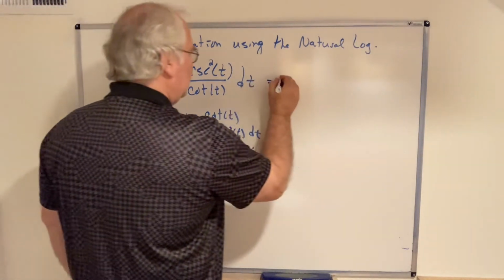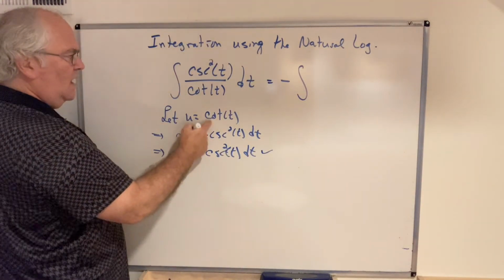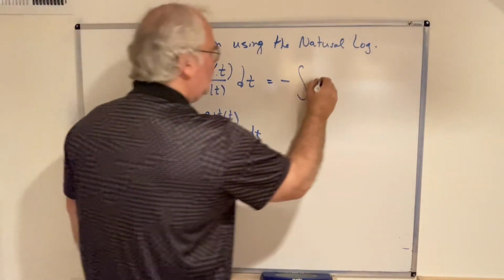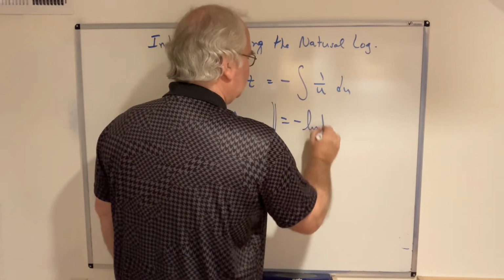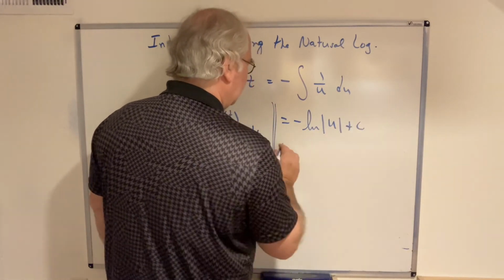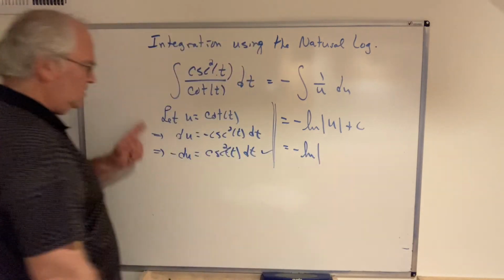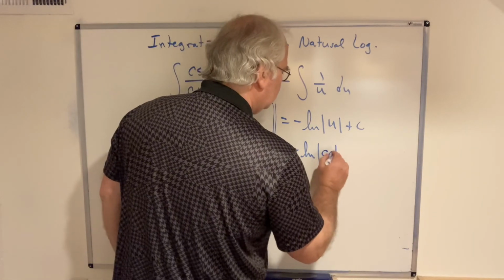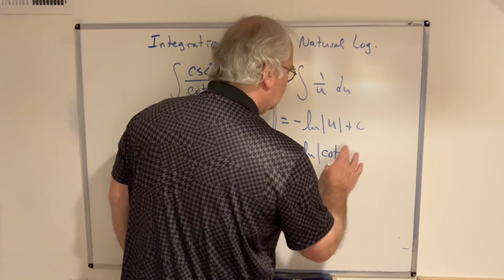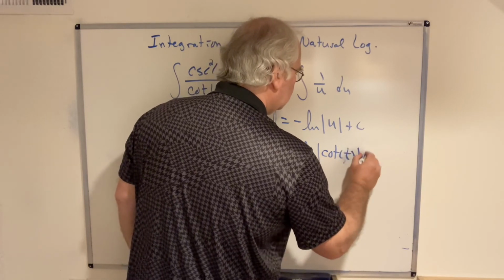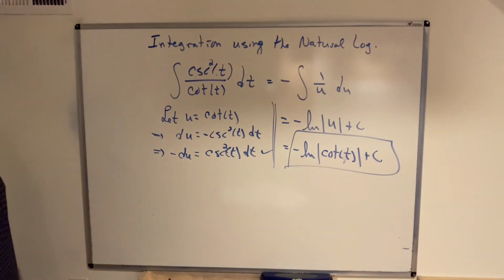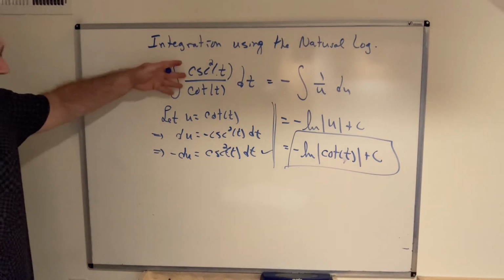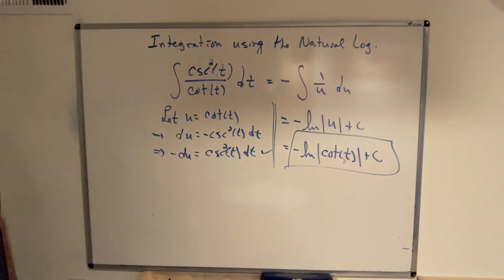And so this becomes negative antiderivative. This is 1 over u. This is du. So this is negative natural log absolute u plus the constant, which is negative natural log absolute cotangent t plus c. And you could rewrite that a few different ways, but for our purposes, that is sufficient. So whenever you have fractions, the natural log tool is one very standard tool to find antiderivatives.